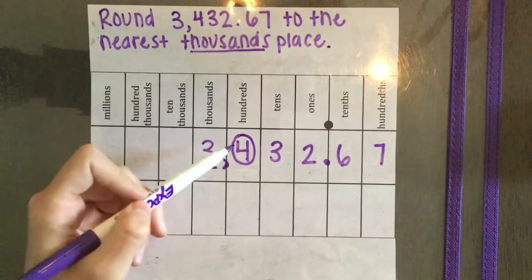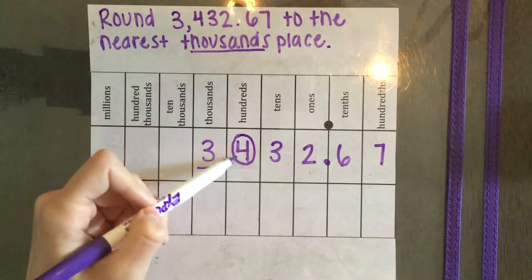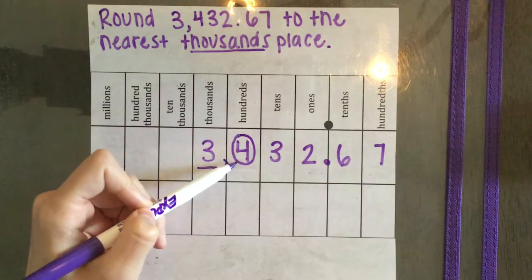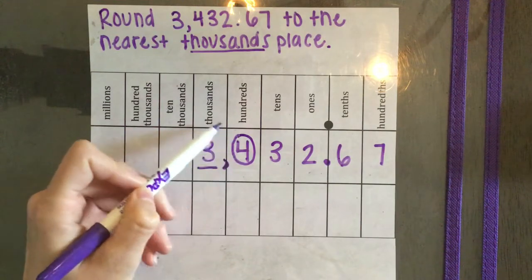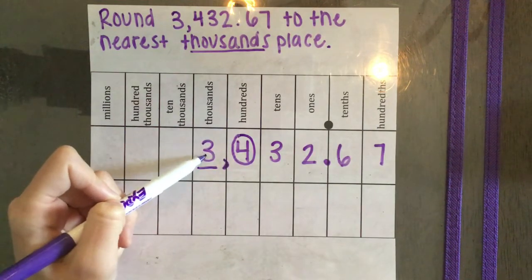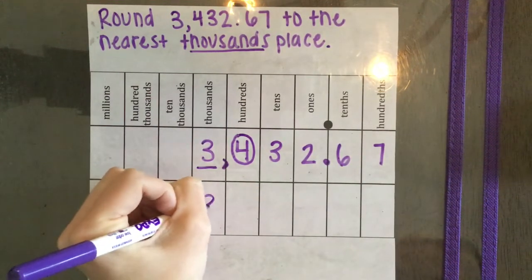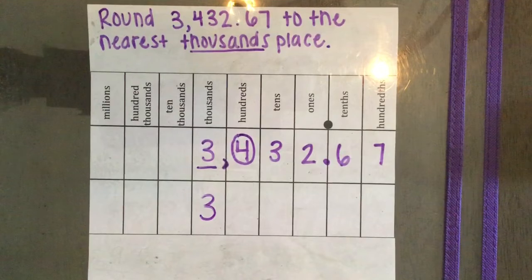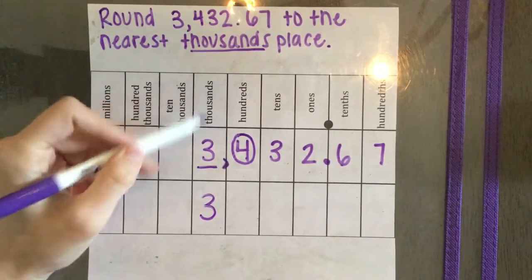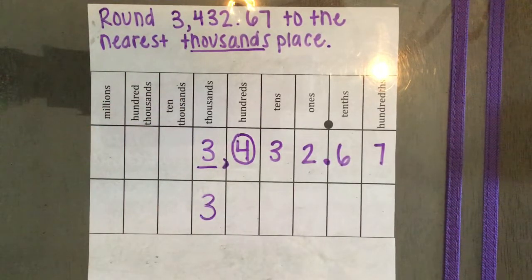Okay, so if we're looking at this number 4, I know that the number 4 is 4 or less. So that means I'm going to let the 3 rest. So when we say we're going to let it rest, that means we're going to keep it the same. So I'm going to write my 3 right underneath there in the thousands place, and I'm going to keep it the same.